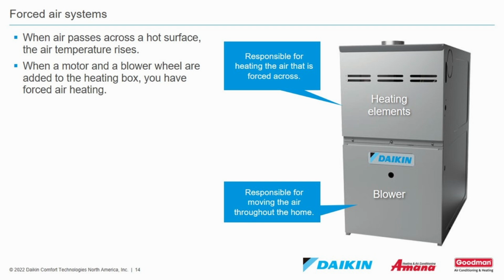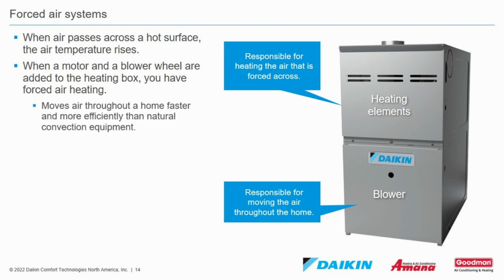When a motor and blower wheel are added to the heating box, you have forced air heating. It moves air through a home faster and more efficiently than the natural convection equipment, and it utilizes a smaller heating box and ductwork.